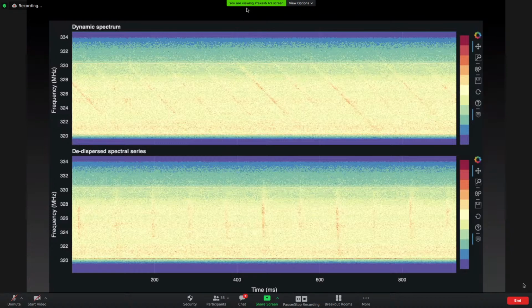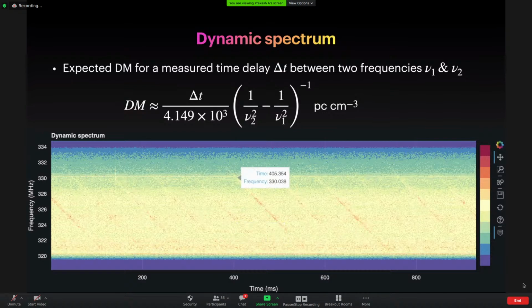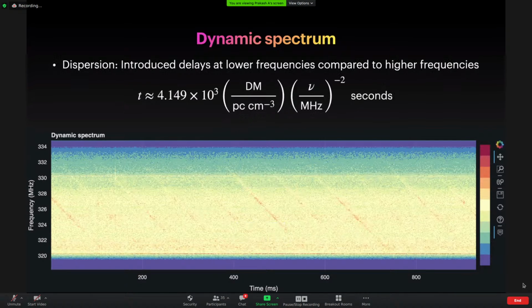I believe there was a question from someone. Sir, could you explain once again how to find the dispersion measure? I kind of lost you there. Okay, so you understand what dispersion measure, or dispersion, is? Can you explain it? Yes, when the lower frequencies are delayed in time when arriving, as compared to the higher ones.